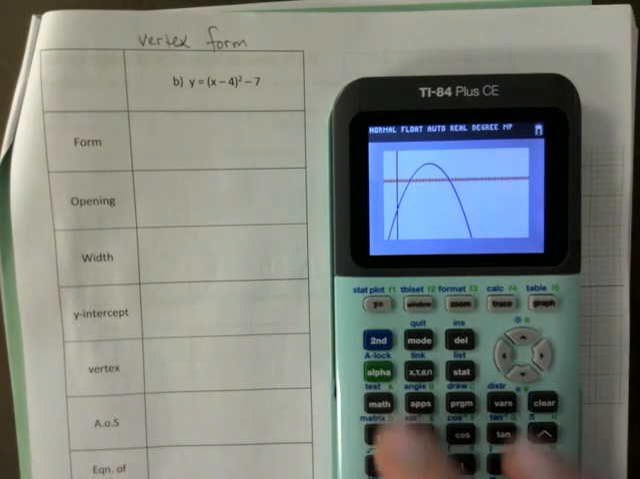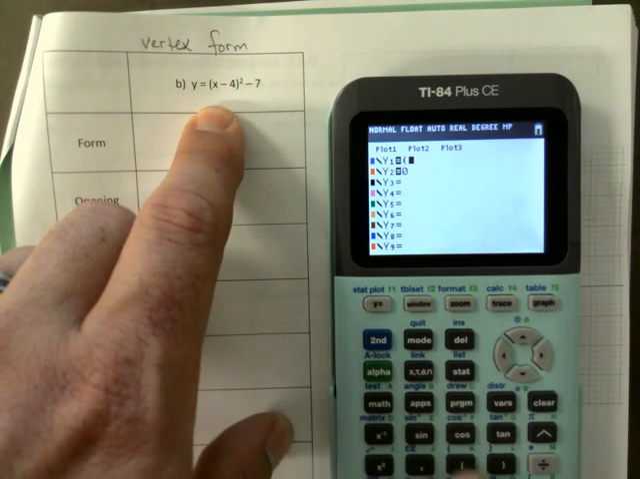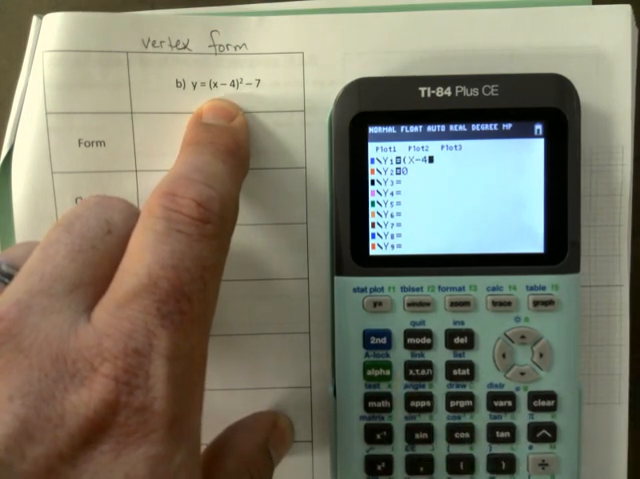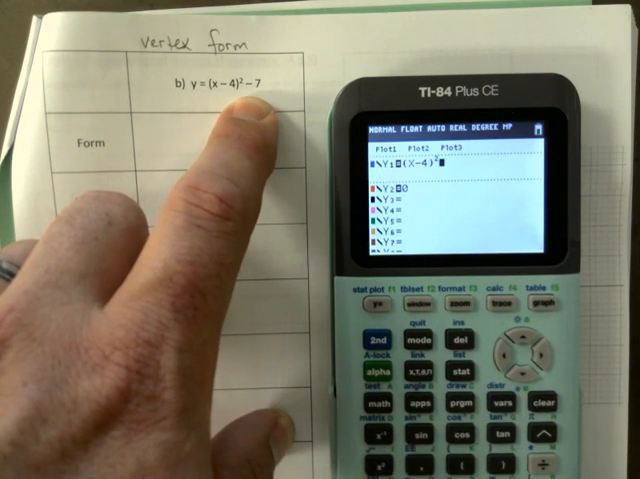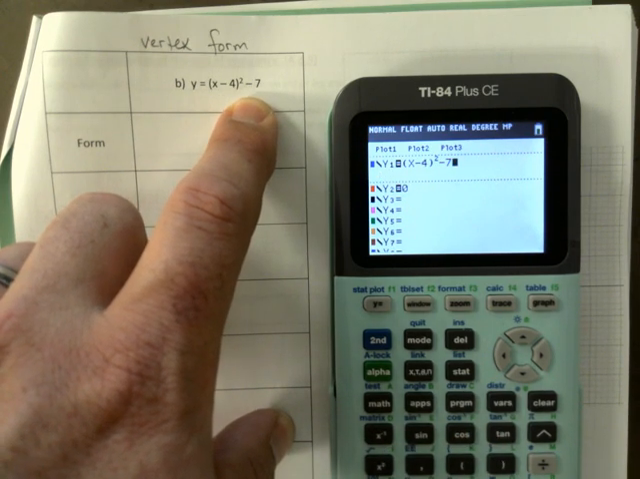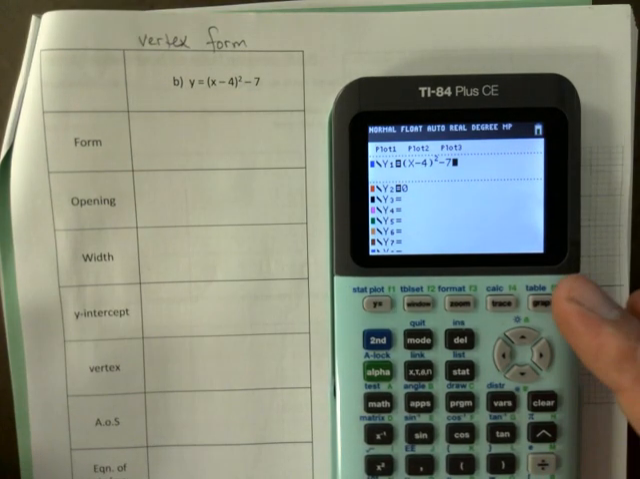So here we go. Y equals. Clear whatever is there. Mrs. Erickson, should I leave the y2 equals 0? I would, because you're going to have to find the x-intercepts. So let's just leave it. We go exactly the way it's written. X minus 4. Don't forget to square, because then you'll have a linear equation, and you don't want that. Let's hit graph and see what happens.